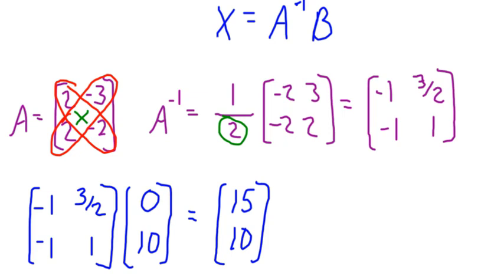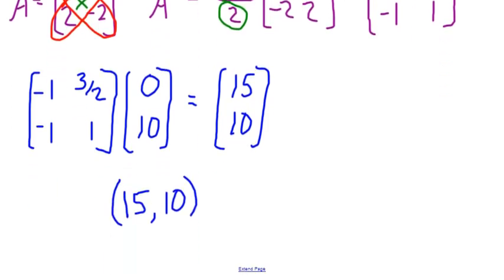So if we multiply these out, negative 1 times 0 is 0. 3 halves times 10 gives us 15. Now we take row 2 times that column. Negative 1 times 0 is 0. 1 times 10 is 10. So this means the solution to this system will be 15, 10.